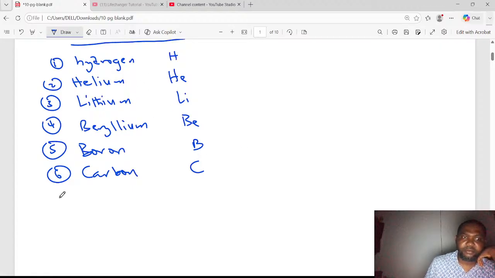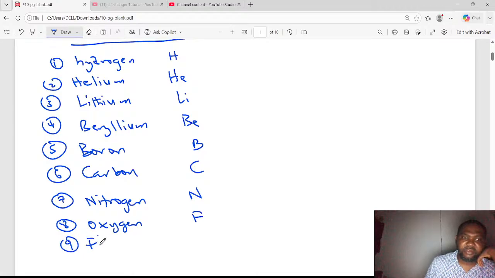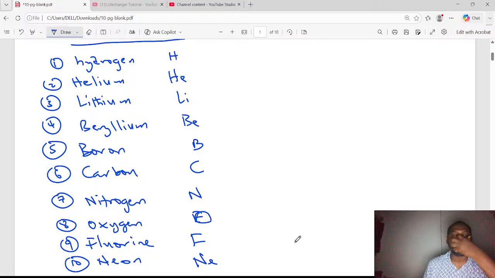Okay. We have nitrogen. The symbol is N. We have oxygen. The symbol is F. We have fluorine. Sorry, oxygen is O. Fluorine is F. Then we have neon. Neon, the symbol is Ne. Okay.